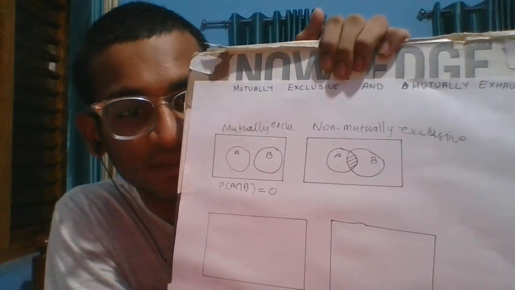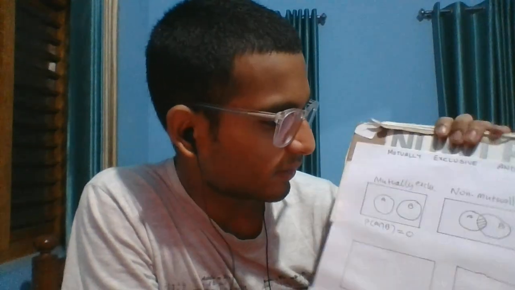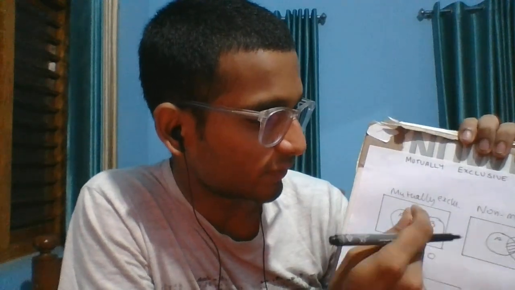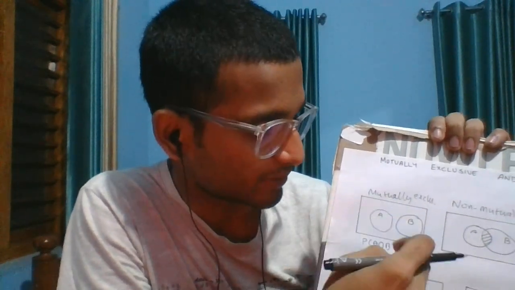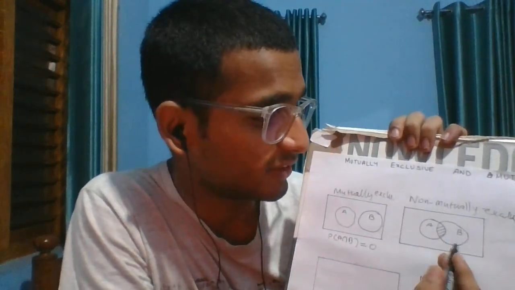I hope you can read this. I have bad handwriting. Now, for this sample space, events A and B are mutually exclusive, but for this they are not.